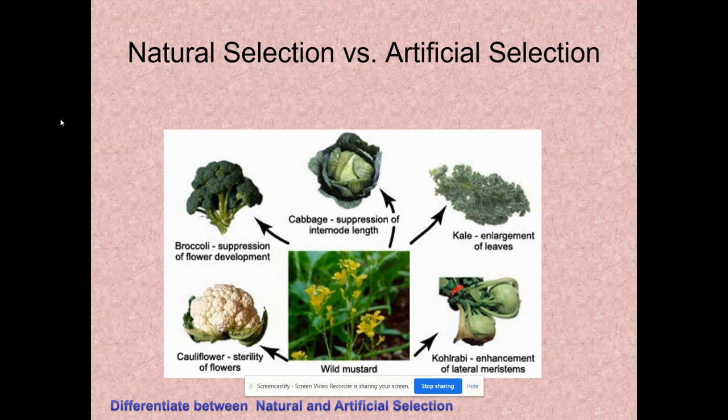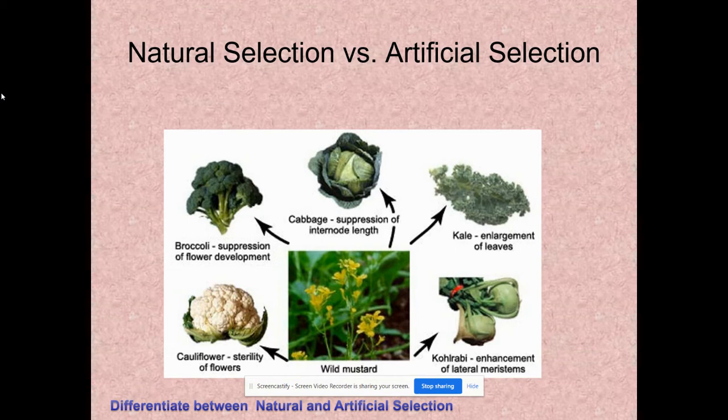Natural selection selected the wild mustard seed. If you look at the picture in the middle, that's what a natural wild mustard plant looks like. All these other offshoots, cauliflower, broccoli, cabbage, kale, and kohlrabi, come from artificially selecting certain wild mustard seeds and then replanting them and letting them grow. That eventually led to all these plants that we now eat.